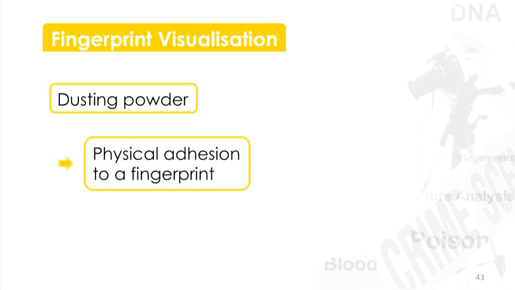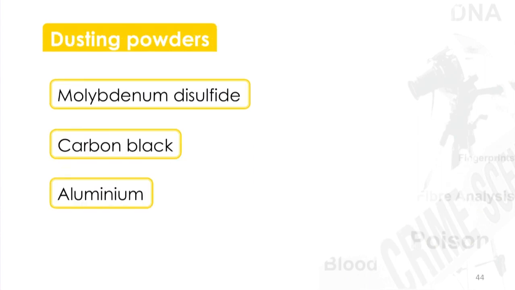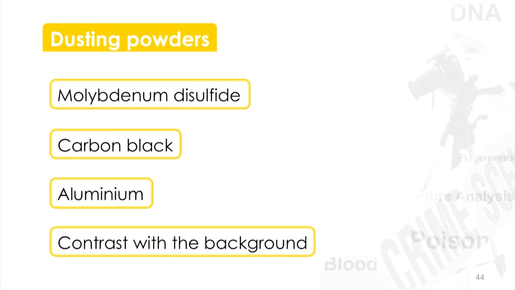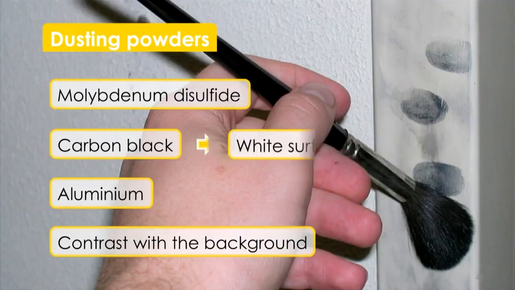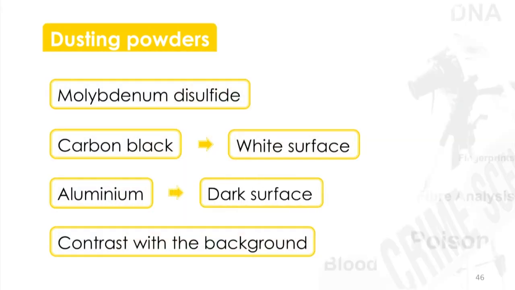There are various dusting powders available, but the general idea is that you choose a dusting powder that will contrast with the background. So if you're looking for fingerprints on a white surface, then you can use a black powder like carbon black. If you're looking for fingerprints on a dark surface, then you can use a light powder like aluminium.